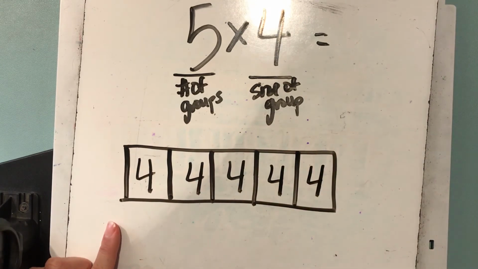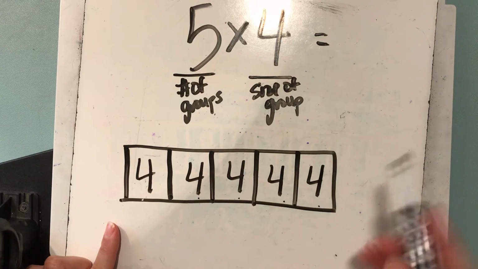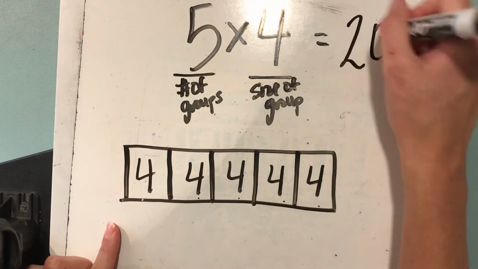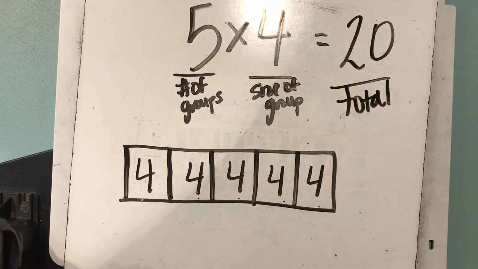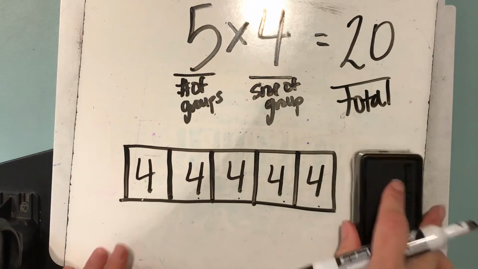Let's skip count by 4s to figure out the total. 4, 8, 12, 16, 20. So my total here is 20. Easy peasy, lemon squeezy.